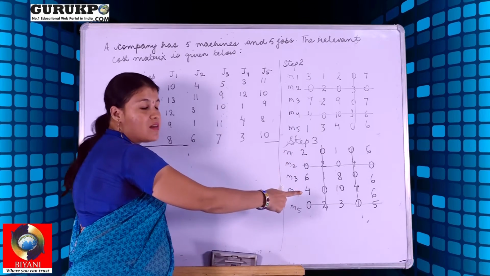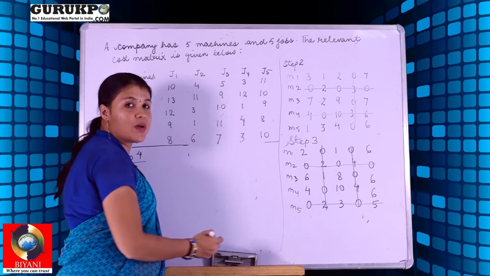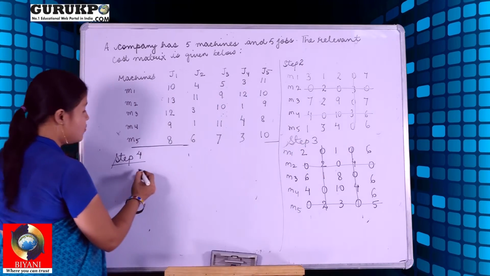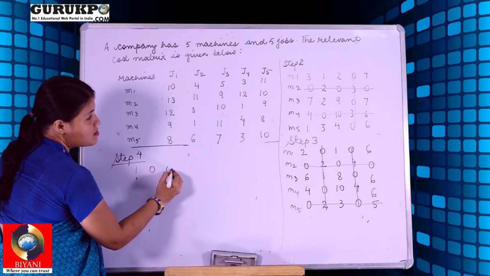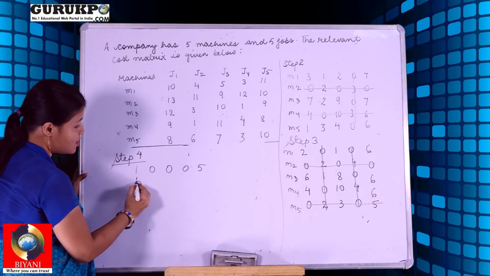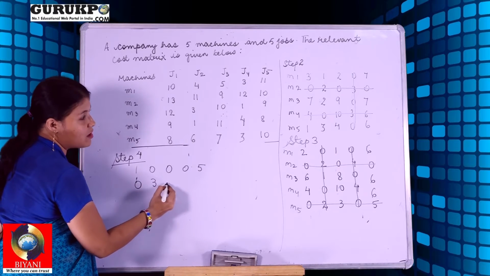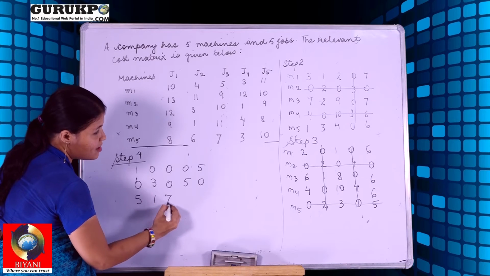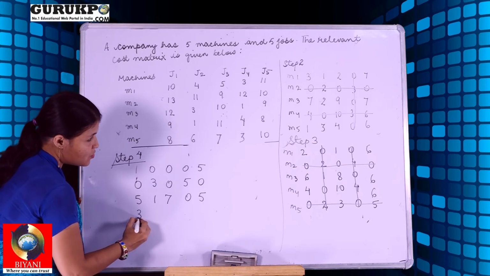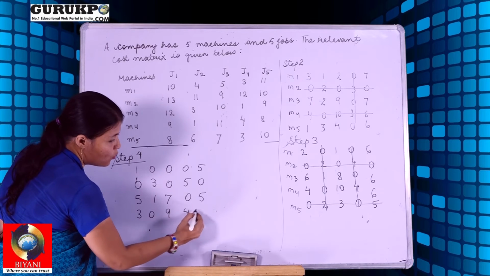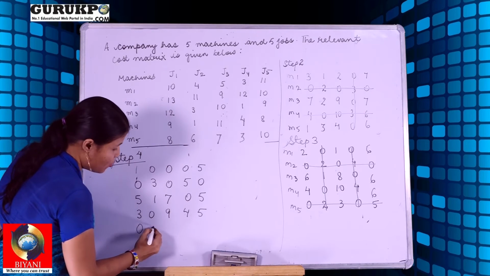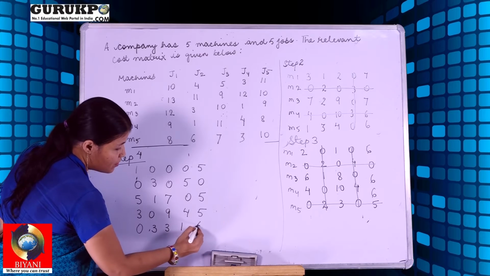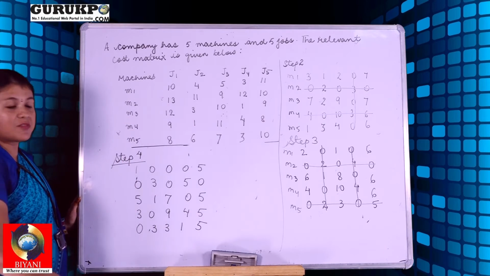Now as we have not achieved our target of 5 lines, we are going to repeat this step. Among the uncovered points we have to select the least entry, and it's again 1. So the next is 1, 0, 0, 0, 5. The next is 0. As this is an intersecting point, we have to add this particular number: 0, 5, 0. The next is 5, 1, 7, 0, 5. It's 3, 0, 9, 4, 5. And next is 0. And again at the intersecting point we add 1, 3, 1 and 5. Now again we'll start formulating lines.